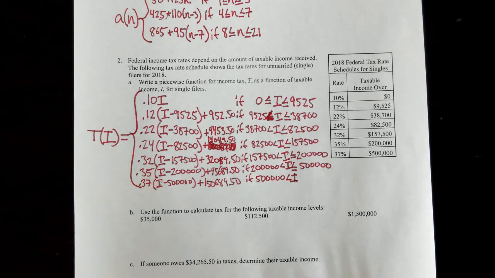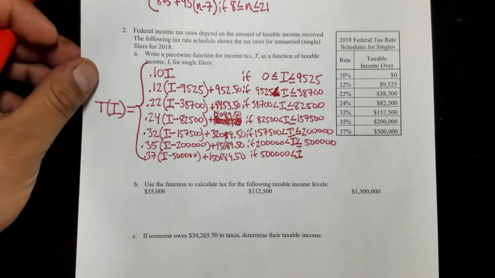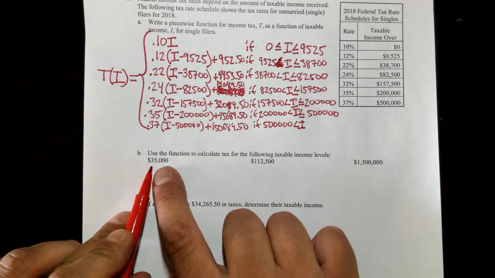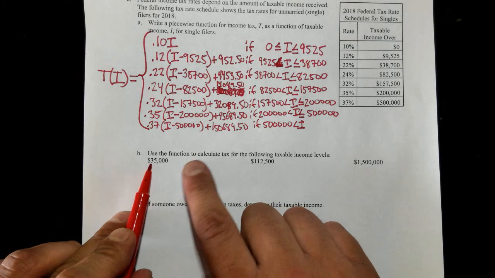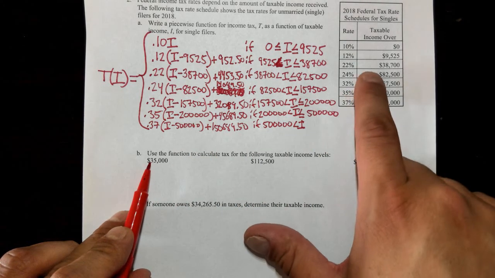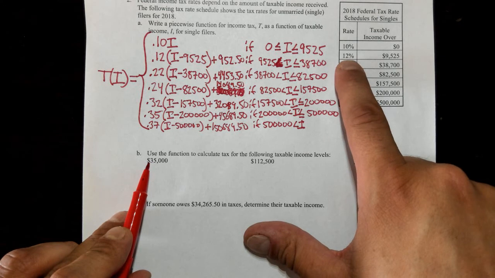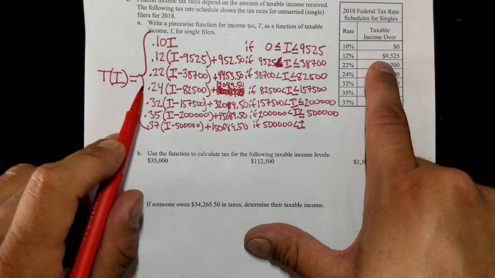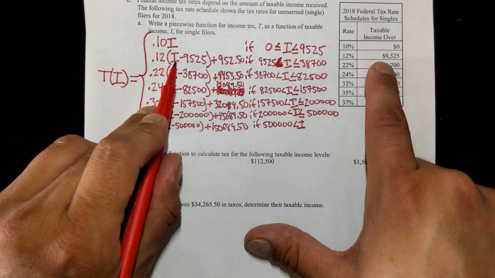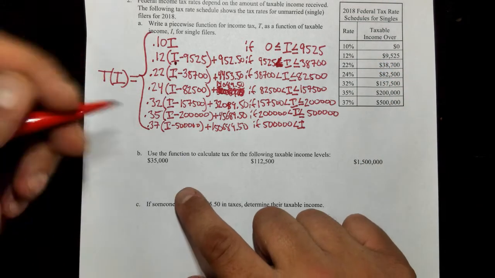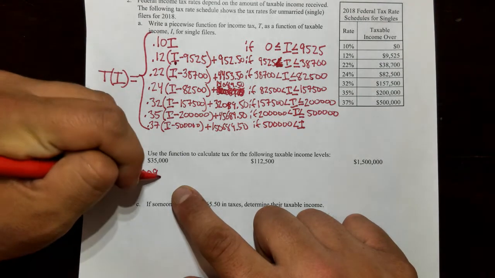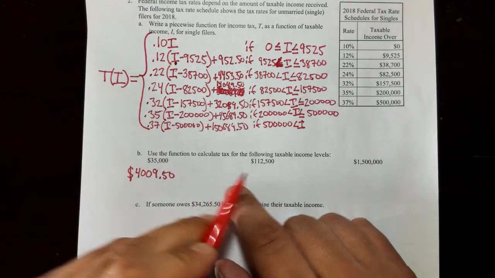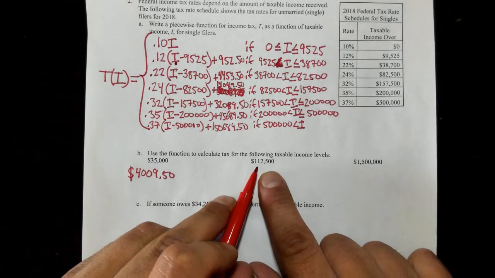All right. So part B, use the function to calculate the tax for the following taxable income levels. Well, here what we need to do is we think, okay, 35,000. Let's see here. 35,000 falls into the 12% tax bracket. So what we're going to do here is plug in 35,000 for I here, and after we do so, we get $4,009.50.